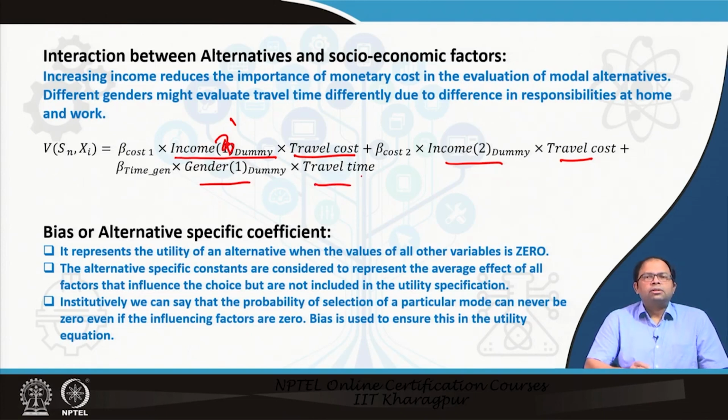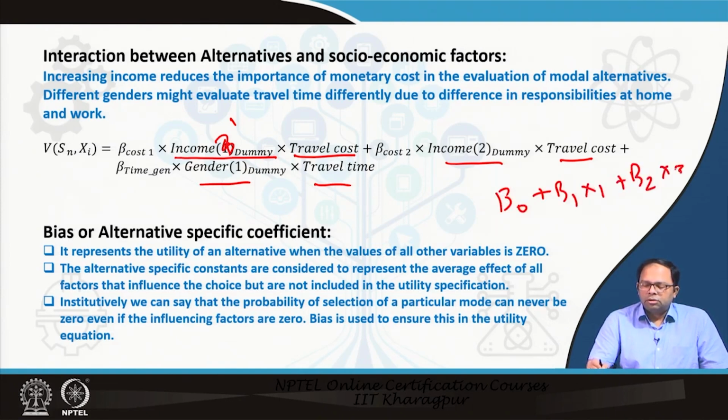And finally, once we have these different variables or characteristics that we include in the model or the utility equation, then comes the question of all the things which we have not included. That is where the bias or the alternative specific constant comes in. This represents the utility of an alternative when the values of all other variables are 0. So this is the beta 0 variable, in beta 0 plus beta 1 x1 plus beta 2 x2 and so on. When x1, x2, everything is 0, then at least we have got beta 0. So it represents the utility of the alternative when the value of all other variables is 0.